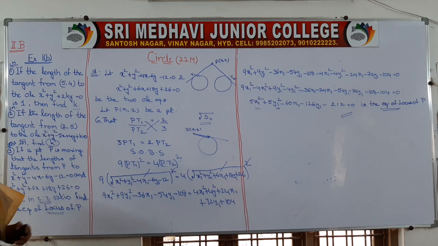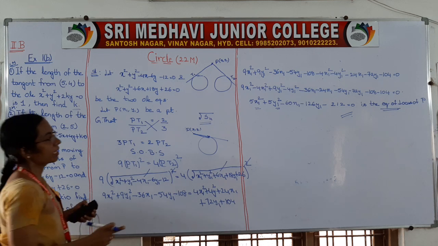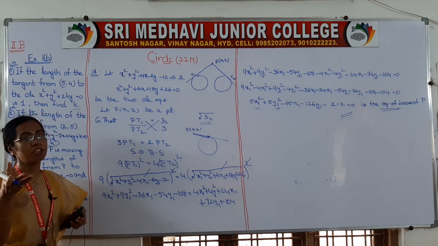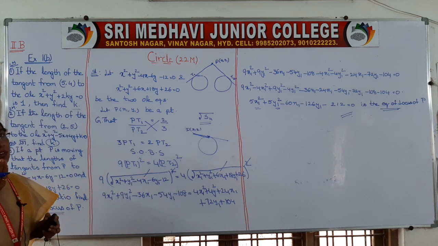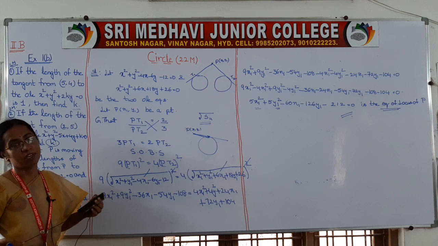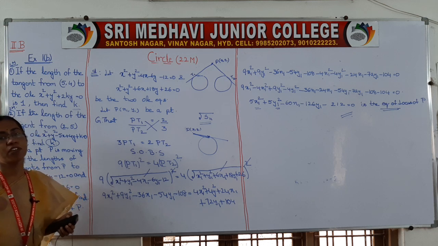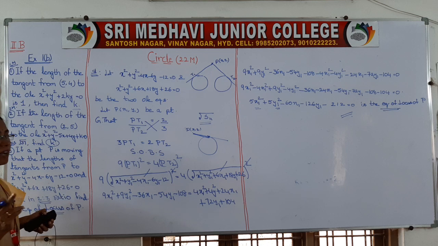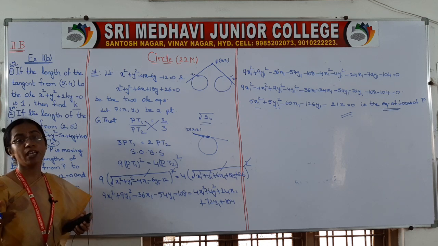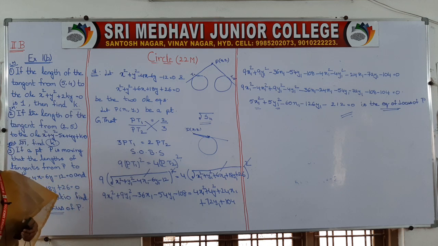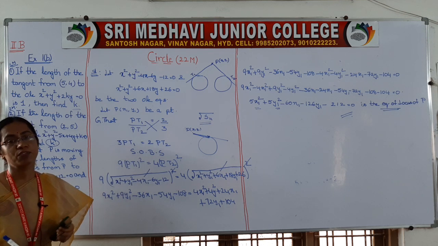So these are simple problems based on length of the tangent, and its formula is root S11. How do we get that S11? In the equation S, wherever x is there, you take x1. Wherever y is there, you take y1. You will get your S11. And definitely in the question, they will give one point. Consider that point as x1, y1 and substitute if you want to get the length of the tangent. If you substitute the x1, y1 values and simplify, you will get your required length of the tangent.